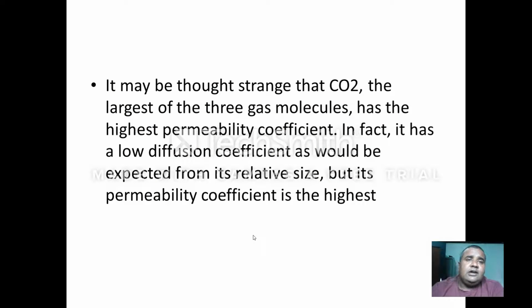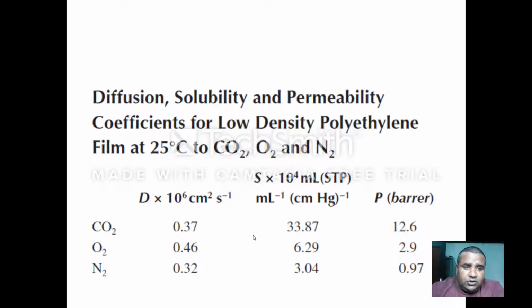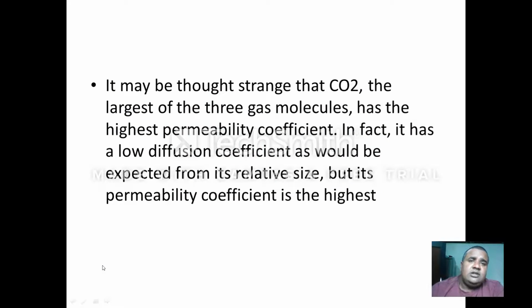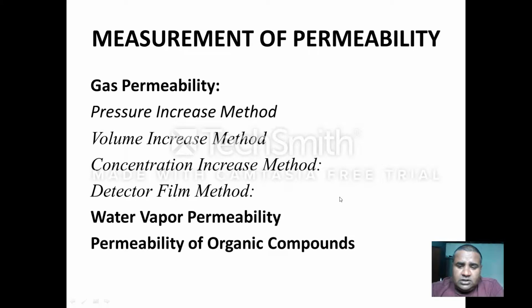Now, you may be worried that CO2 has the highest permeability, and N2 and O2 have comparatively low permeability, even though the size or the molecular weight of CO2 is higher than these two gases. So here is the answer: CO2, the largest of the three gas molecules, has the highest permeability coefficient. In fact, it has a low diffusion coefficient as would be expected from its relative size, but its permeability constant is highest. How is the permeability constant highest?